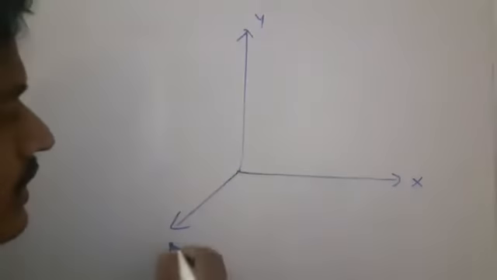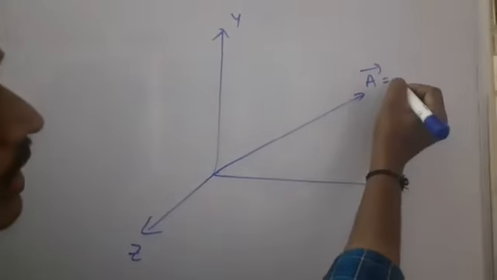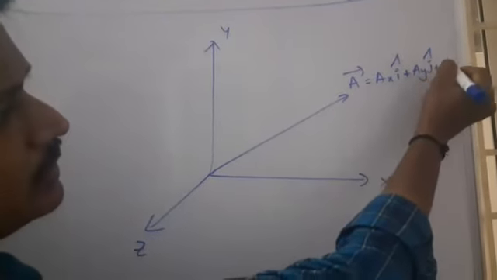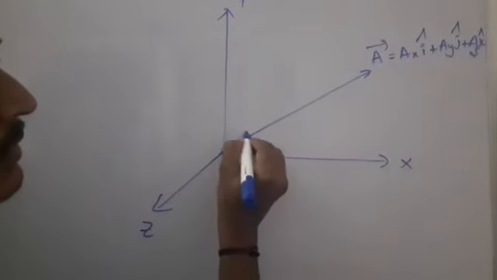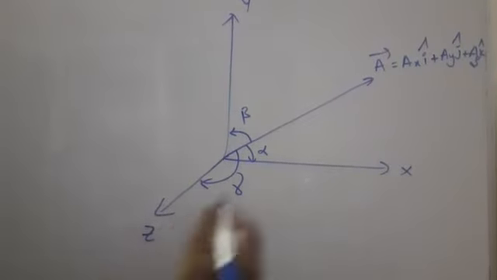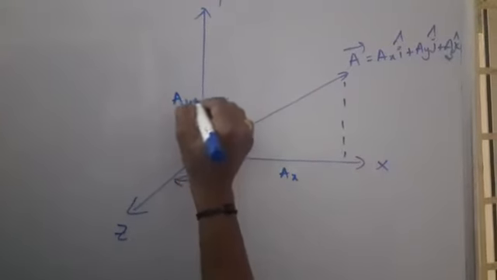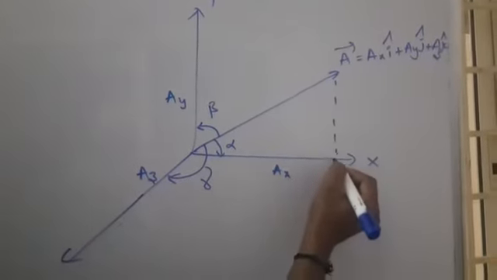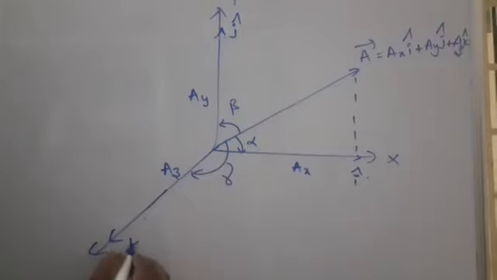This is the x-axis, y-axis, z-axis. We can consider a vector, A bar, equal to ax i cap plus ay j cap plus az k cap. Here this vector makes an angle alpha with the x-axis, the same vector makes an angle beta with the y-axis, and next, with the z-axis, gamma. Components are ax, ay, az. The unit vector along the x direction is i cap, along the y direction is j cap, and next one is k cap.